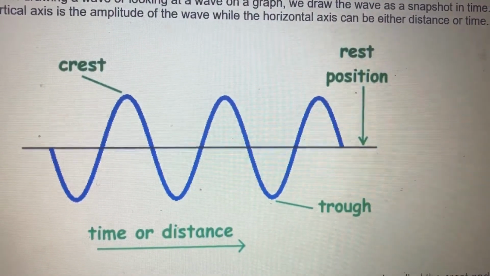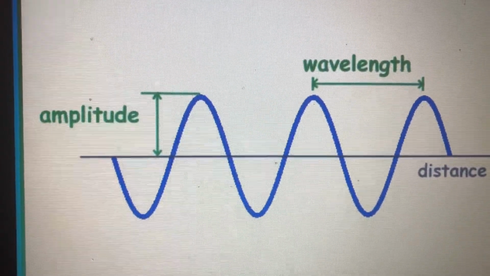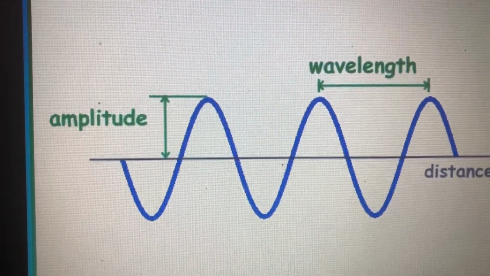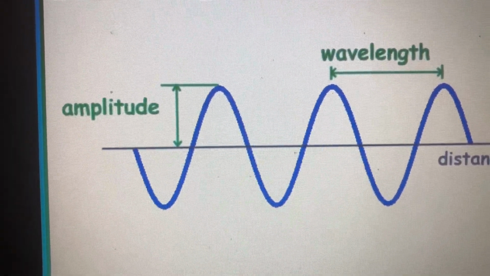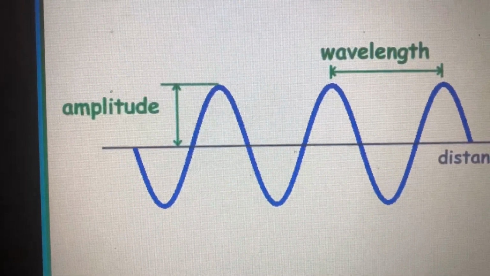So let's continue reading. The amplitude of a wave is a measure of the displacement of the wave from its rest position. The amplitude is shown on that graph. You see the amplitude? It is the measure of the wave from the rest position to the top, to the crest, right? Let's continue. Let's go to where it says wavelength.